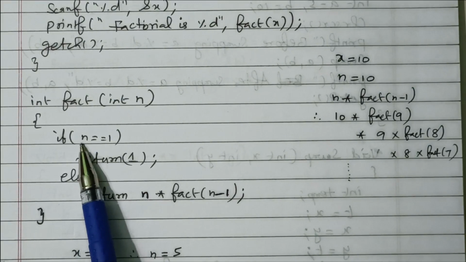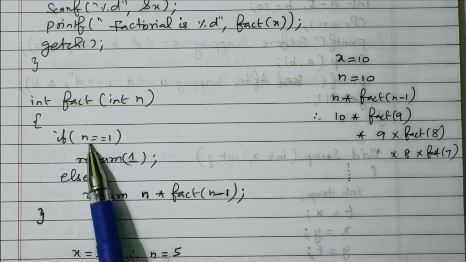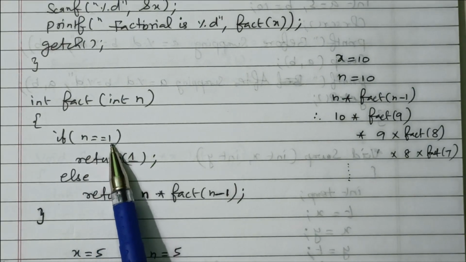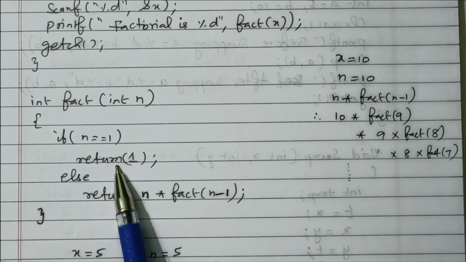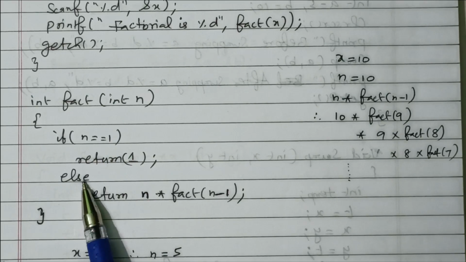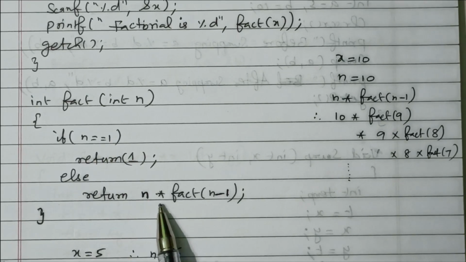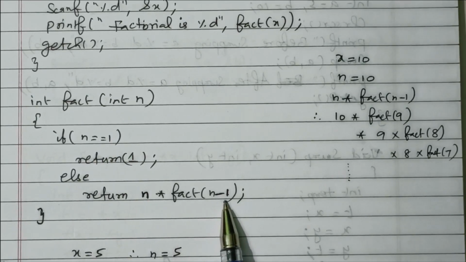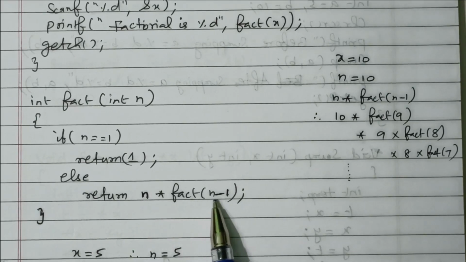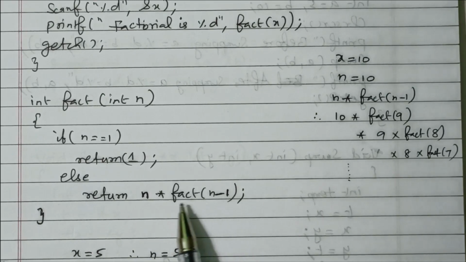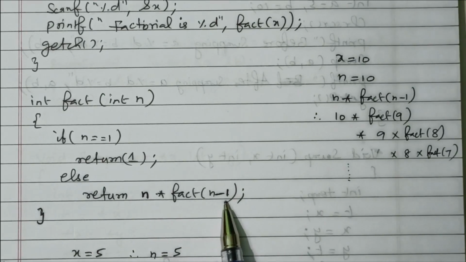We are checking if n equal to 1. If n equal to 1, as already discussed, we can stop the process. The return will be 1. Else, return n into factorial of n minus 1. We already discussed: 5 factorial means 5 into factorial of 5 minus 1, that means 4. So it will return 5 into factorial of 4.